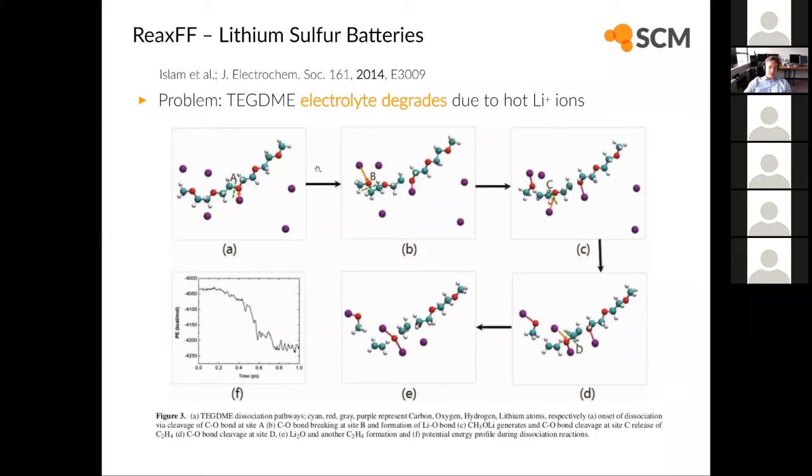They were even able to map out this chemical reaction path, how that exactly happens. However, the main problem is now understood. Basically, the lithium ions collide with the electrolyte molecules and induce their decomposition.